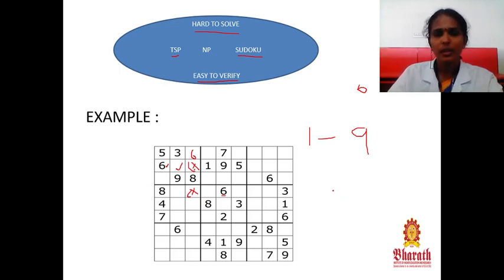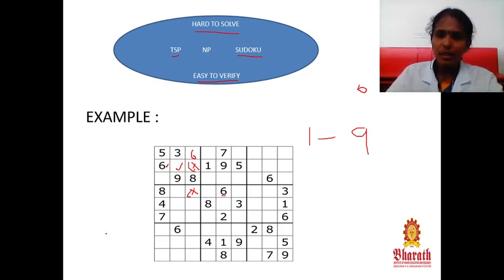Okay, likewise if you are going to place any other numbers, like 8, you have to search each and every column and each and every row. If the number is already there, I should not place it there; if it is not, I can place it. You have to check the column as well as the row. So it is very tough to solve this Sudoku problem.